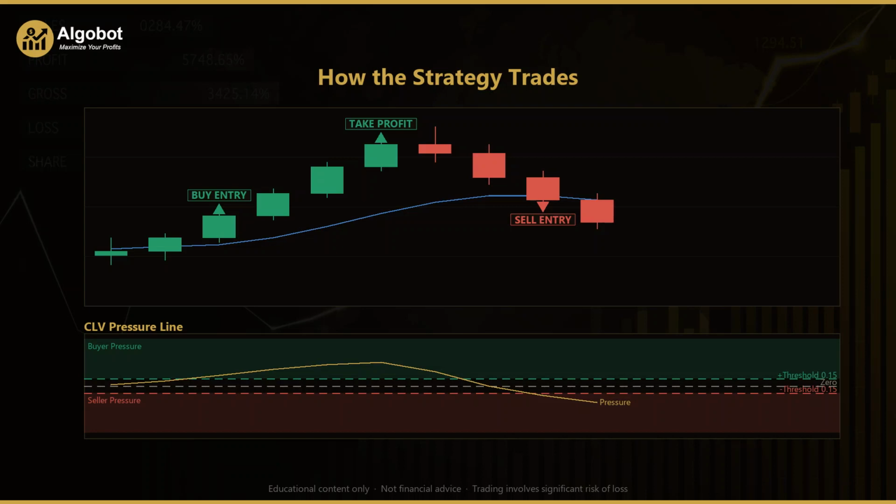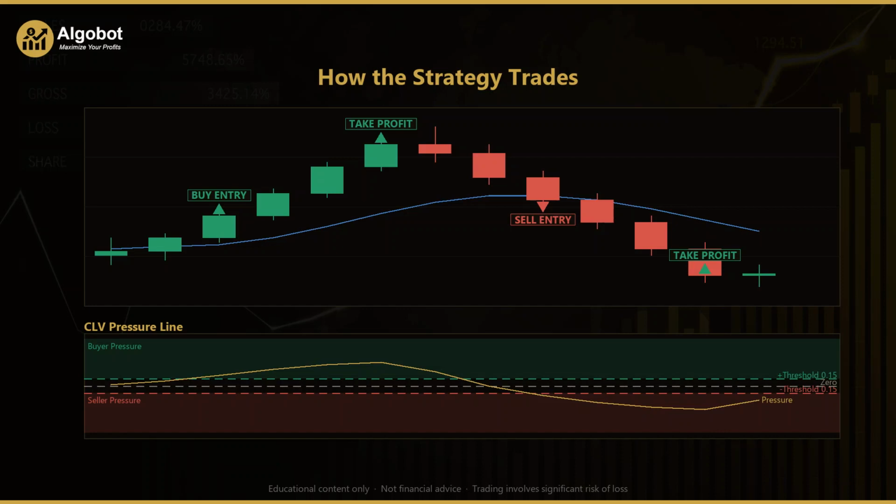Now the character of the market changes. A couple of candles later, price stalls and begins closing lower in its range. The pressure line rolls over, sinking back through zero. On the sell entry candle, price closes right near the bottom of its range, and the gold line crosses freshly downward through the negative threshold. Meanwhile, the blue baseline has peaked and turned down, and price is now trading below it. Again, both conditions line up, a confirmed downtrend and a fresh downward pressure cross. That's the sell entry marker.